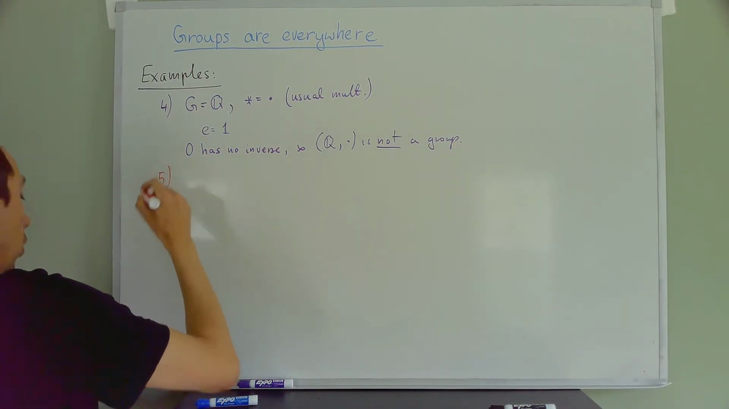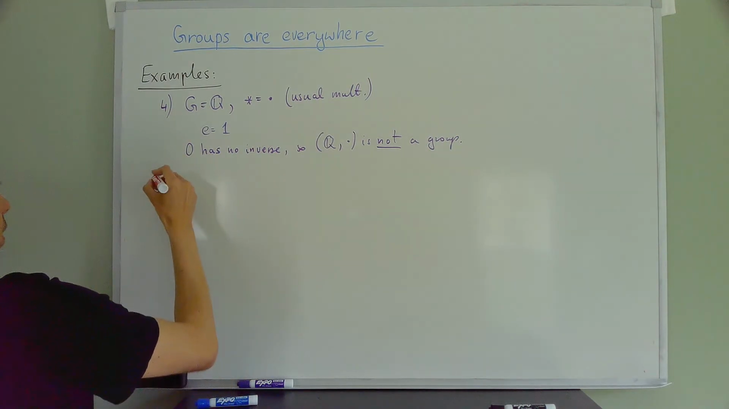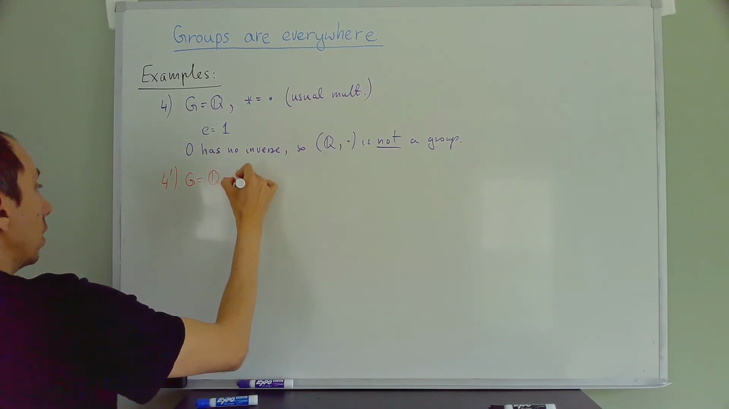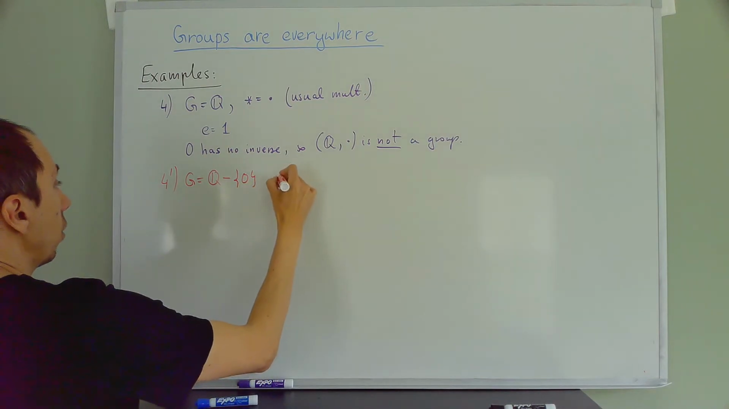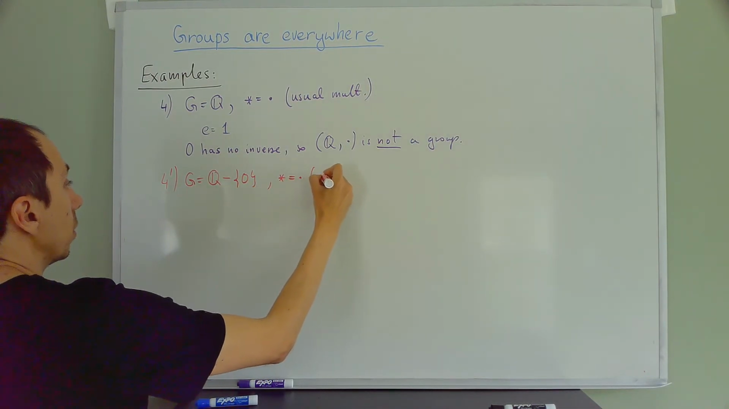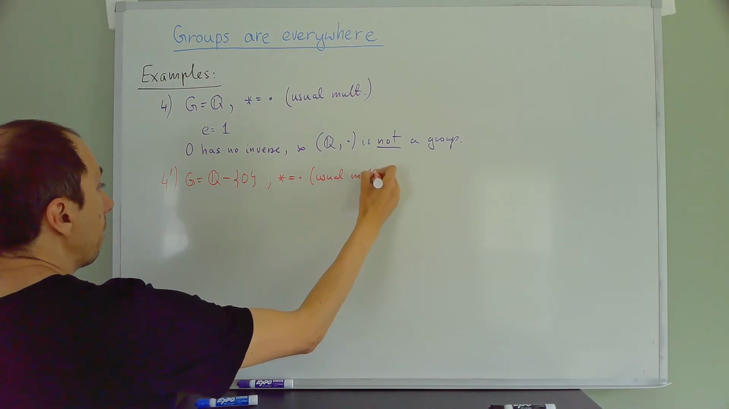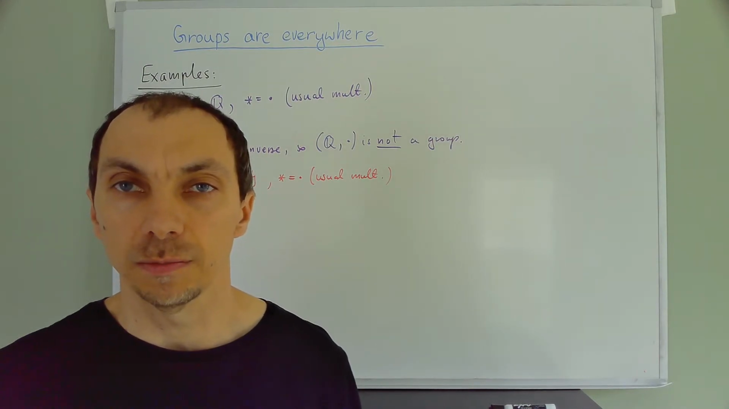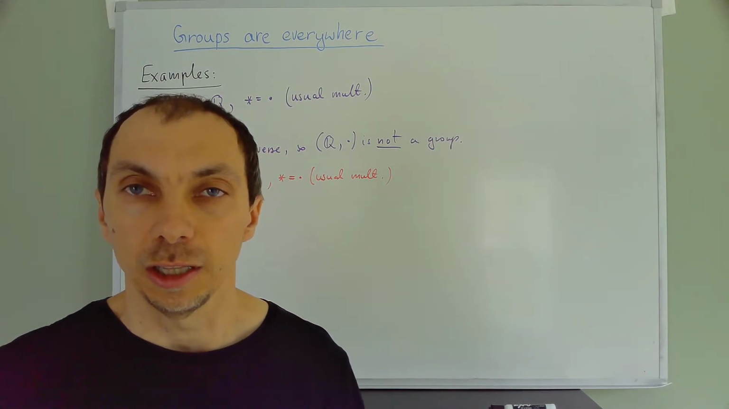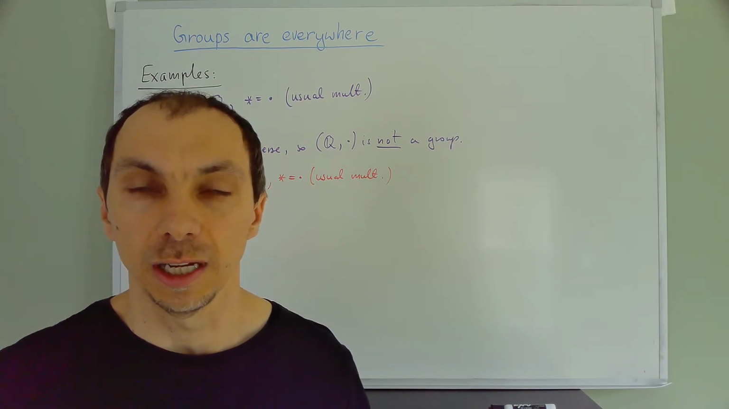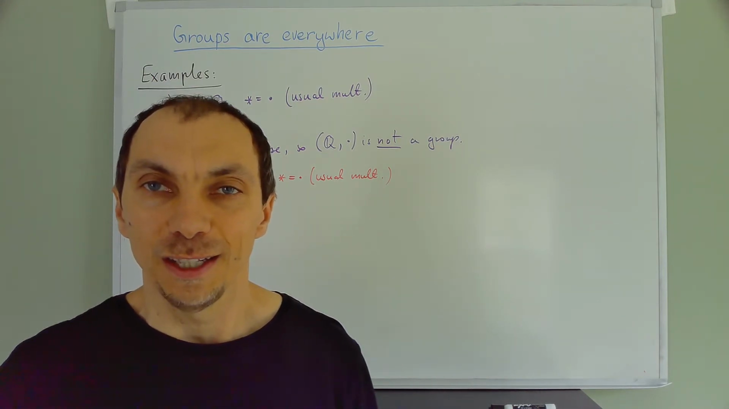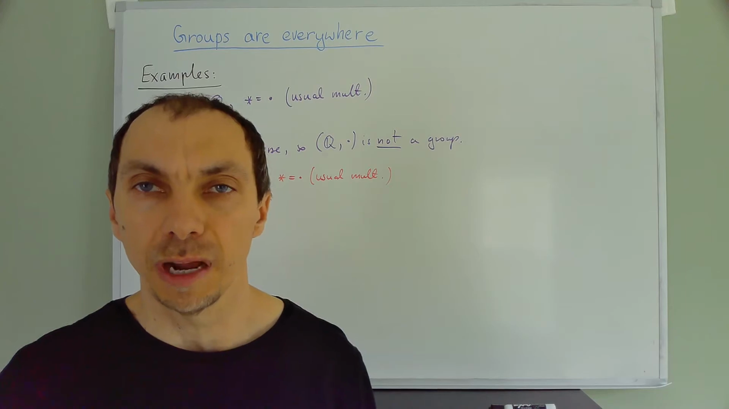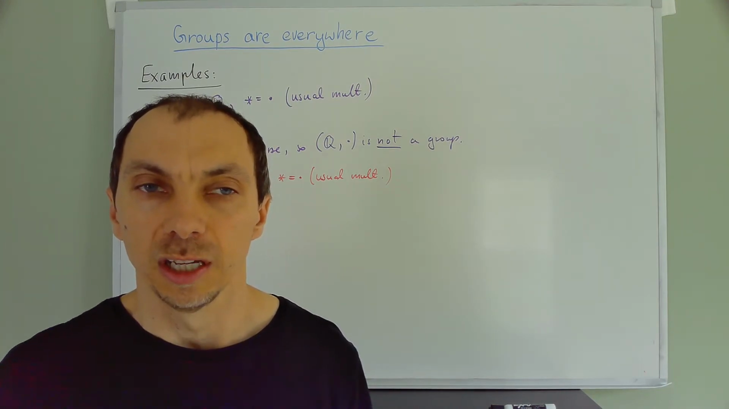So 4 prime: G, the rationals but without 0, and star, usual multiplication. Okay. Associative, sure. And you have to just make sure that this operation is actually closed under the operation. So in other words, that multiplication defines a binary operation on non-zero rationals.